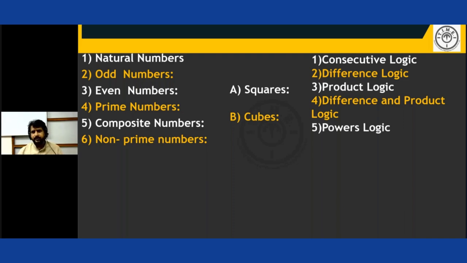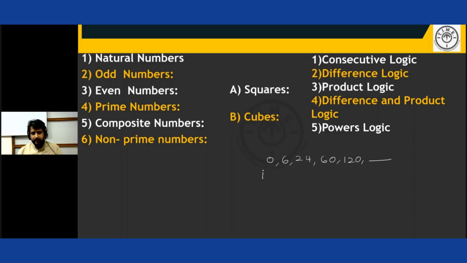Now the next pattern is powers logic, which is very important. Powers logic. I'll give you one sample example. 0, 6, 24, 60, 120. What is the next number in the series?